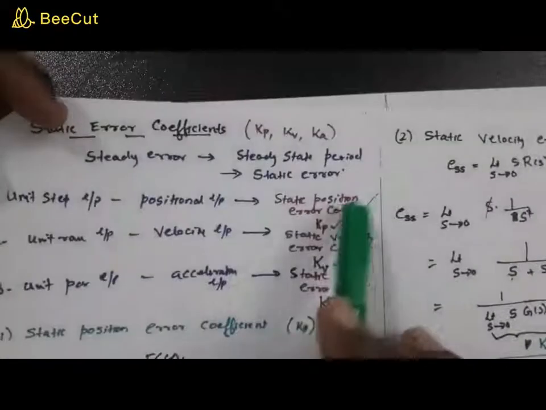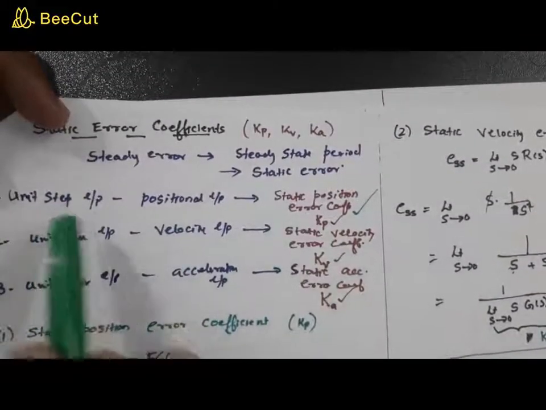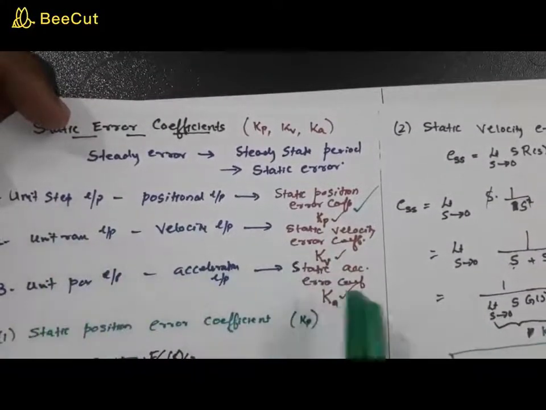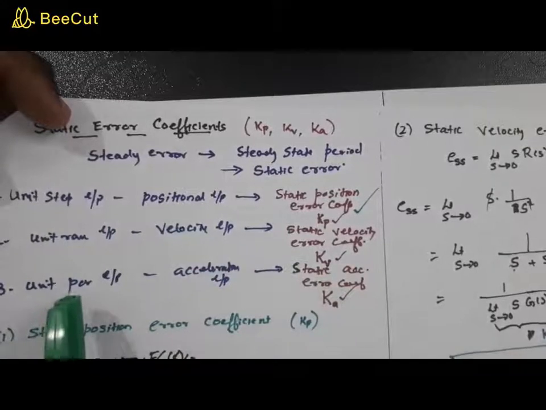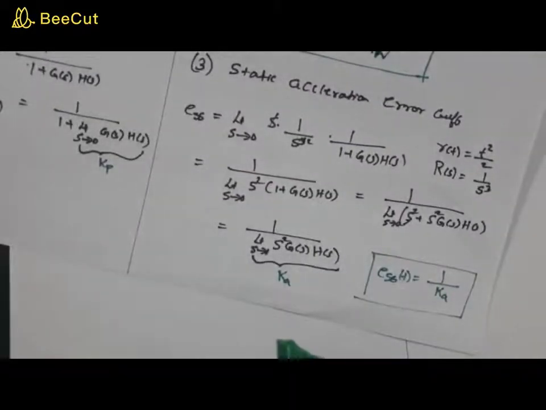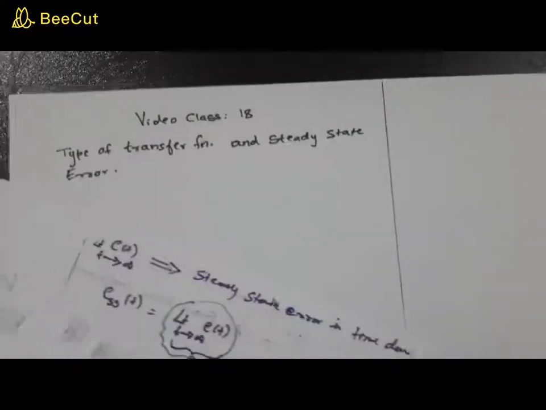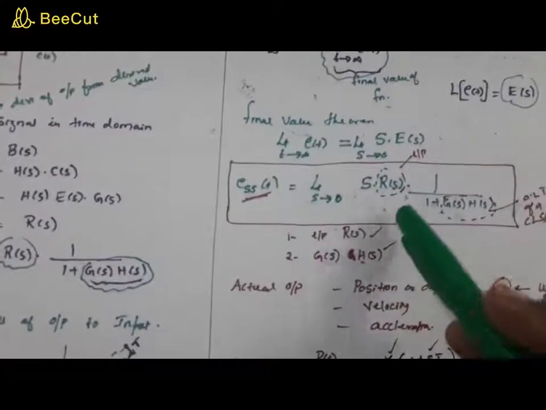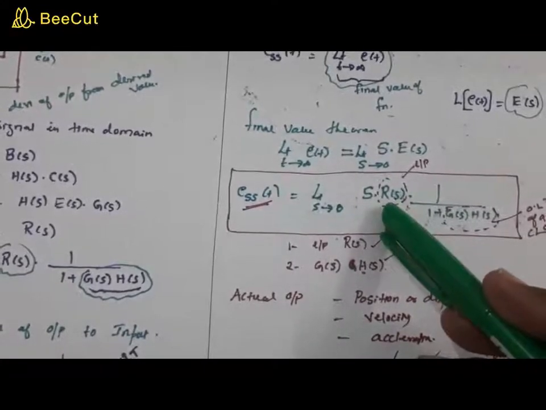That means Kp corresponds to unit step input, Kv corresponds to unit ramp input, Ka corresponds to unit parabolic input. So in a sense, we have actually studied the relationship between the steady state error, as seen in this equation, and how it relates with this input side.